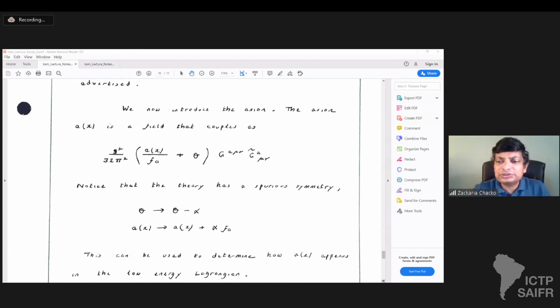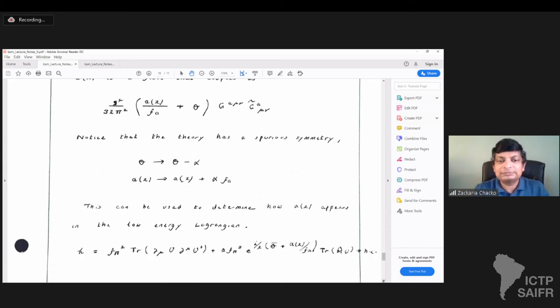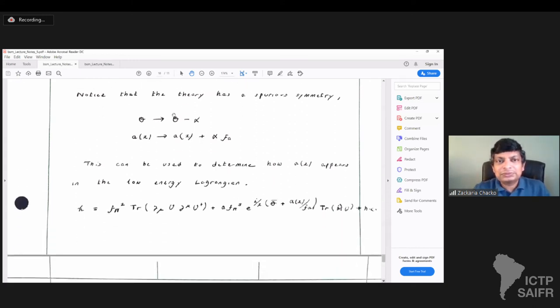Just like I used the spurious symmetry to determine how M, the mass parameter, appeared in the low energy theory, I can use this spurious symmetry to figure out how the axion appears in the low energy effective theory. You think about it for a little while and you realize that the low energy theory, before it had theta bar times trace of m hat u, and now the theta bar contains theta.